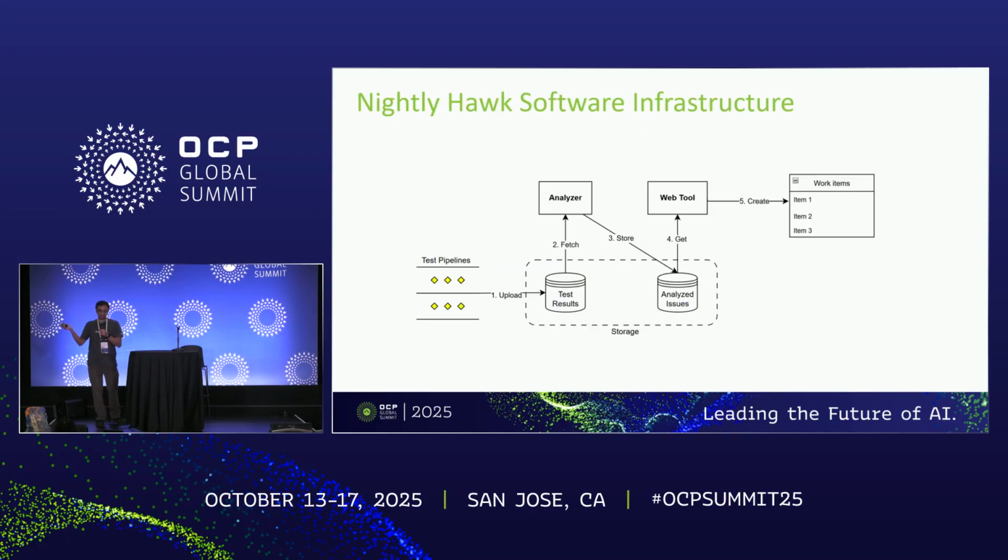And this is a diagram of what that workflow looks like. Once the test pipelines finish, they upload the test results to a database. The analyzer fetches those results and then stores its analyzed data and its results in a separate database. And that is then made visible to a web tool, which our Nightly Guard team can then use.